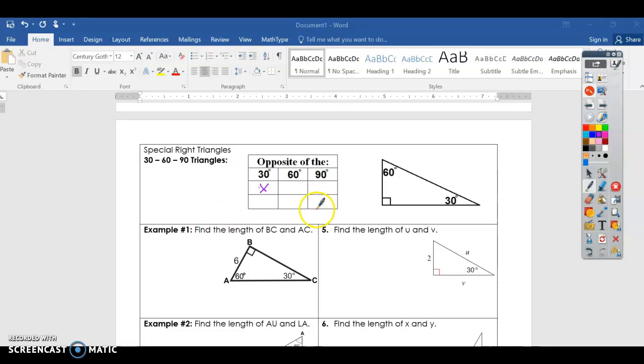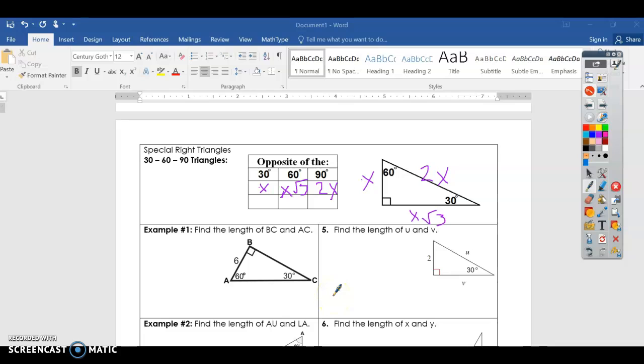So to find the shortcut, the shortest side, or the shortest leg, across from the 30-degree angle is x. Across from the 60-degree angle is x square root of 3. And across from the 90-degree angle is 2x. So you can use the chart if you like, or you can just label the sides with x across from 30, x square root of 3 across from 60, and 2x across from the 90-degree angle.